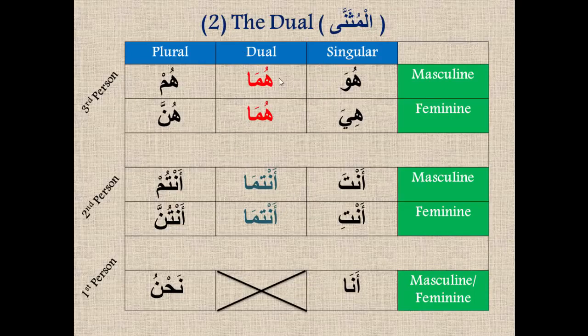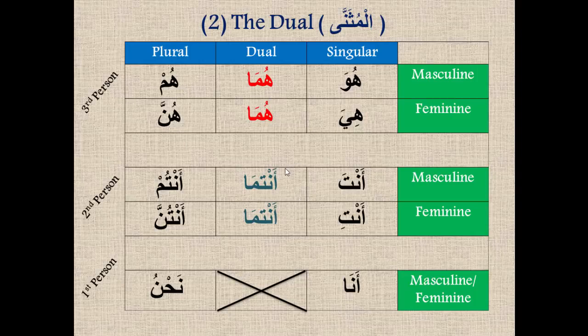So we have huma for the masculine third-person dual pronoun. This is used when you're referring to 2 individuals in the third person. So if you see 2 men walking down the street and you want to talk about them, you would use the pronoun huma yadhhabani fi shadi'. That is actually the same pronoun we use for the feminine third-person dual. So if you see 2 women walking down the street, you would also refer to them as huma.